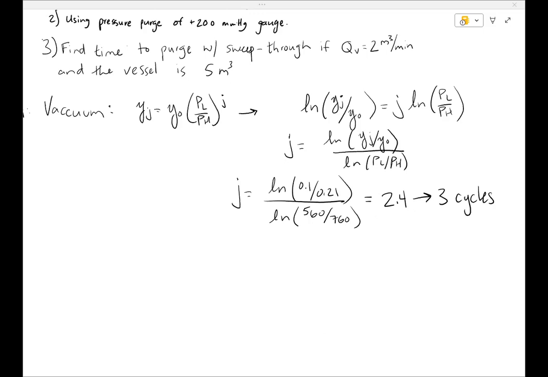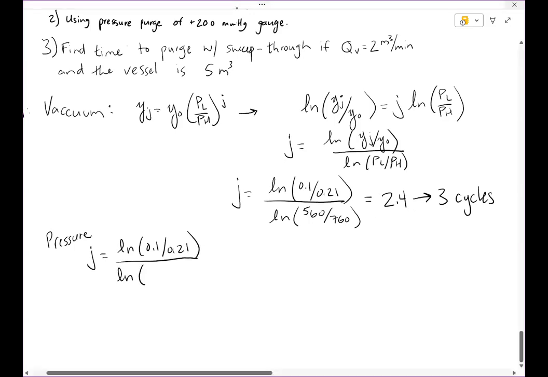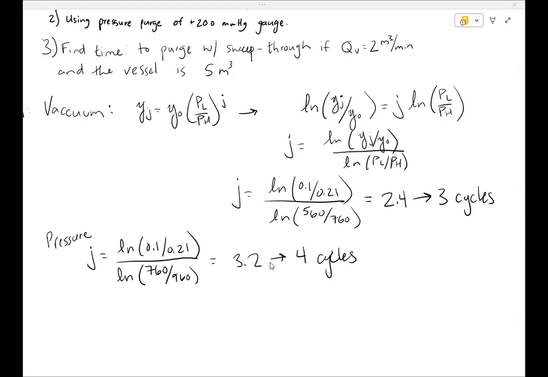Now for the pressure purge situation, it's going to be very similar. The only difference is, again, my pressures. So this is the pressure scenario. ln of 0.1 over 0.21 divided by ln, and now it's plus 200 millimeters of mercury gauge. So it's 760 on the top and 960 on the bottom. Let me calculate that and we'll see what our answer is. For pressure purge, I get 3.2, which I'll round up to 4.